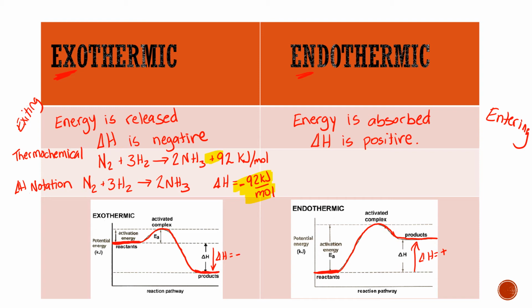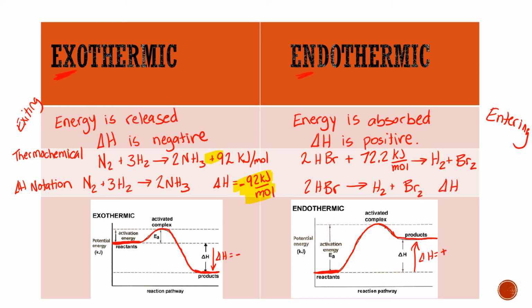With the endothermic reaction, you'll see how it kind of differs. With our thermochemical reaction, I've got two molecules of hydrobromic acid, and this time I've got my energy going into that system. So you'll notice that it's positive still, but it's on the left-hand side. And I can write that in delta H notation as well. I'm going to put the delta H outside, and this time I'm going to write that it's positive 72.2 kilojoules per mole.